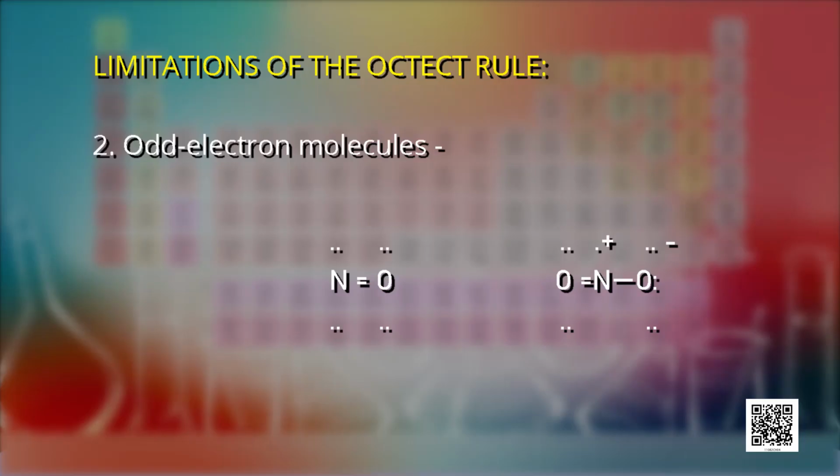Now, coming to the second exception, there are odd electron molecules also. In molecules with an odd number of electrons like nitric oxide, NO, and nitrogen dioxide, that is NO2. Now, see their structures on the screen. The octet rule is not satisfied for all the atoms. So, these are also exceptions.